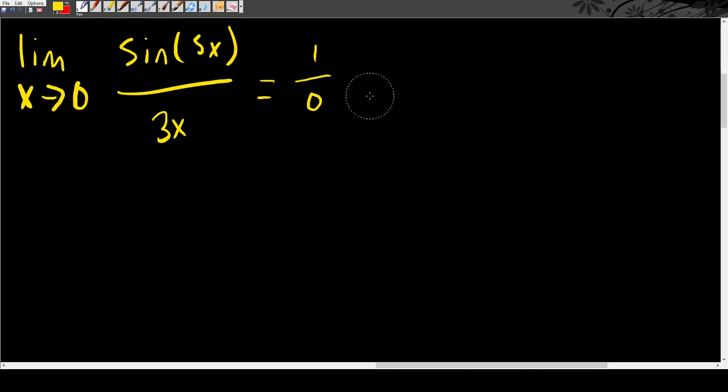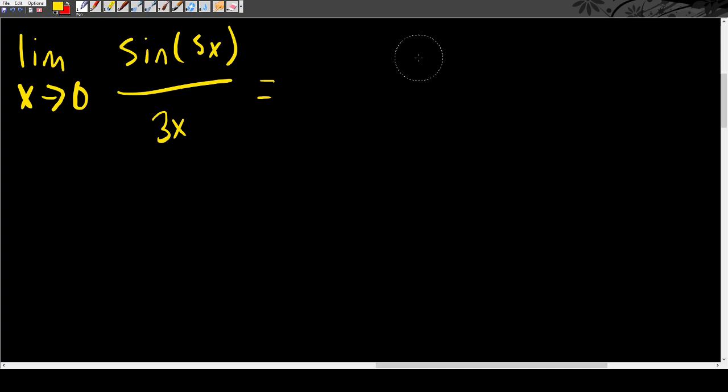Now, in most cases, if this was not a trig function up here, you would say, oh, it's undefined. If this was limit as x approaches 1 of this thing, you would say it's undefined. So this would be undefined if it wasn't trig.